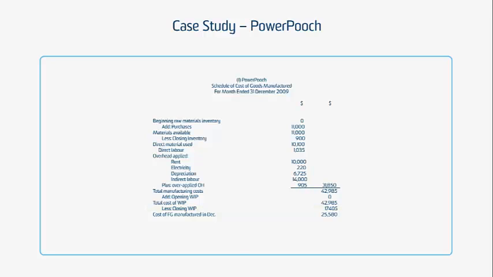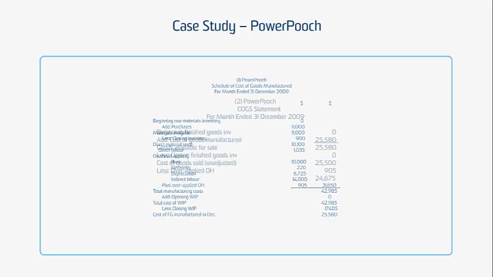14,405. This gives us cost of goods manufactured. So this is the transfer between work in process and finished goods for the period. Job number one will continue on to finished goods, 25,580. We can now have a look at the cost of goods sold statement.